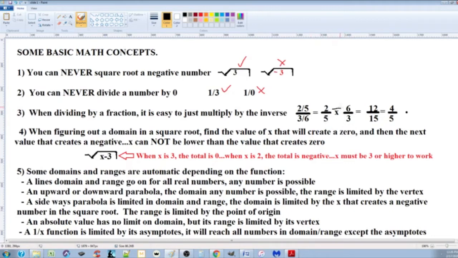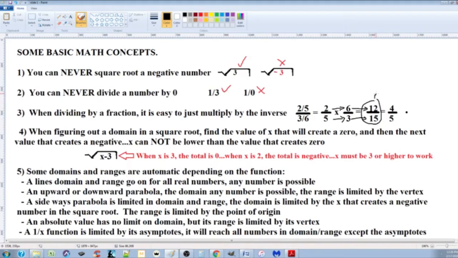So let's multiply the top. When you multiply fractions, it's very easy. You just multiply the top and you multiply the bottom. And so our top multiplied makes 12. Our bottom multiplied makes 15. Boom. That's the answer, 12 over 15.